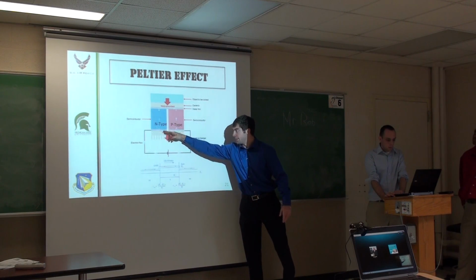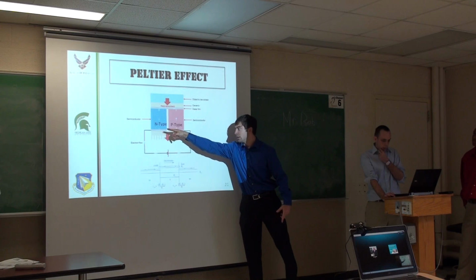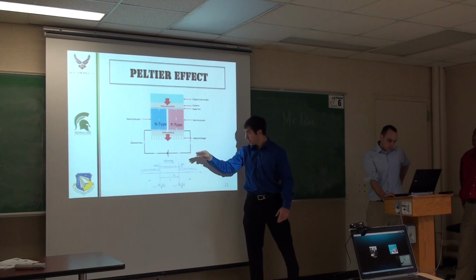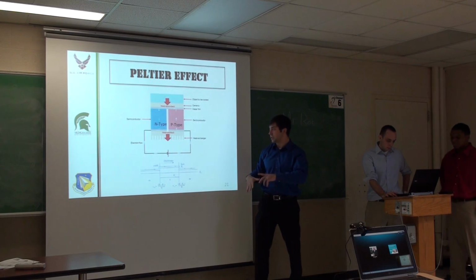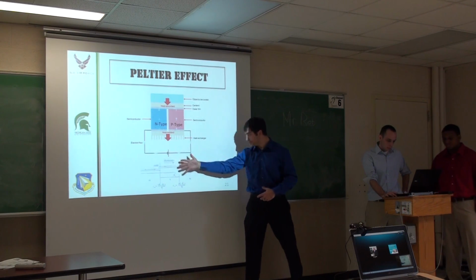When you go from the N-type, and then this metal conductor will be connected in an array to the next P-type, you're going from a high state into a low state. When that happens, you're losing energy, otherwise known as giving off heat.